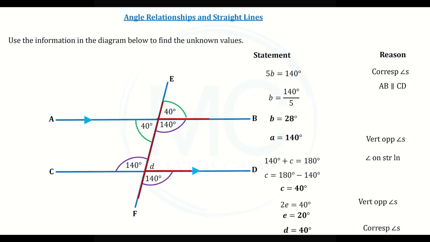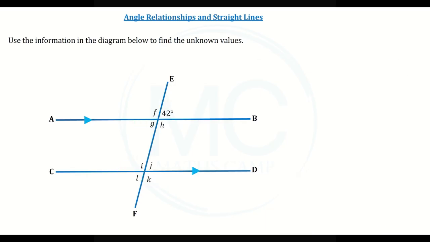Let's do another example. Use the information in the diagram below to find the unknown values. Here we've been given an angle of 42 degrees, and we need to find F, G, H, I, J, K, and L. For every statement we make, we need to give a reason. Now, from the diagram, we can see that AB is parallel to CD, so we can consider corresponding angles, alternate angles, and co-interior angles.